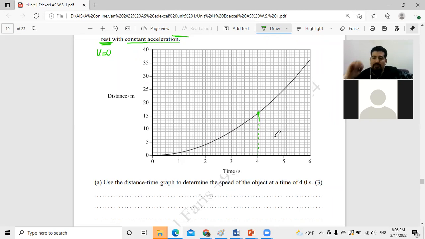Yes, what will we do? Excellent. We draw a tangent. Let's draw a tangent together. I want you to draw a tangent. I will do it like this.